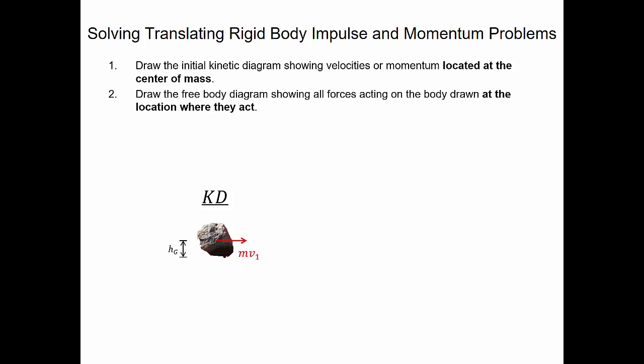Second, we're going to draw the free body diagram and show all the forces acting on the body and draw those forces at the location where they act. This is very important when it comes time to take moments. So if we had an applied force P, then our free body diagram would look something like this, with our force P located at a position h_P from the bottom of the rock and x_P from our center of gravity.